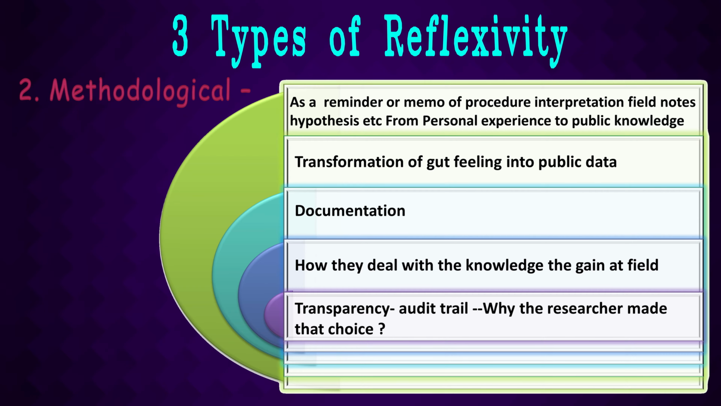Another important point is there is an audit trail which talks about transparency. They cross question the researcher: why did you make the choices that you did? The choices that the researcher made, they are asked, cross questioned, tallied: why did you do this? Why did you pick so and so research, so and so subject, so and so area? So there has to be a transparency.